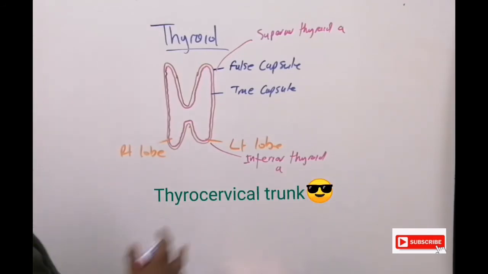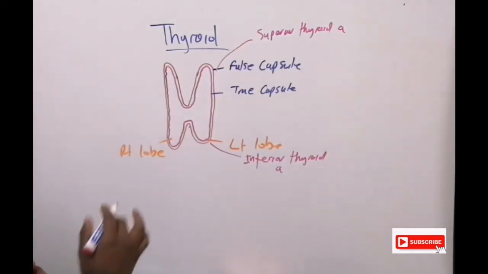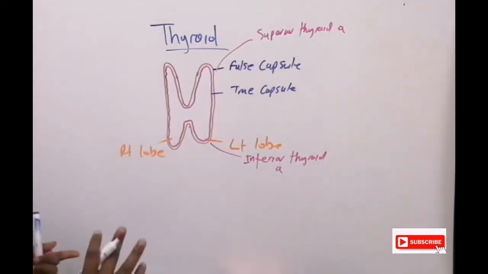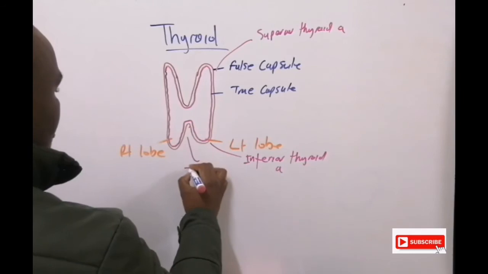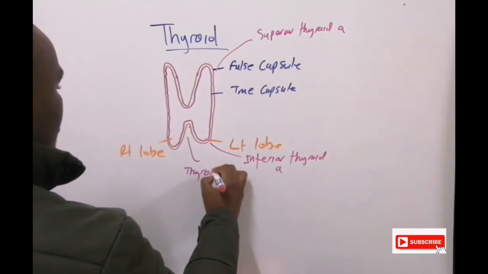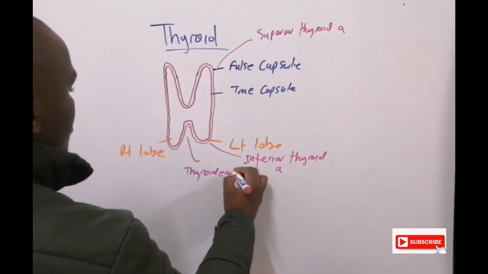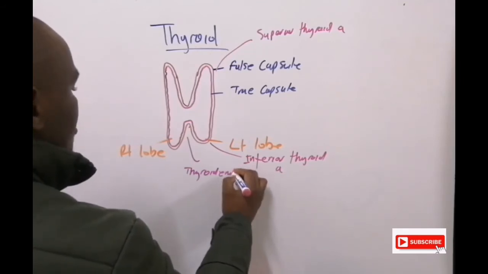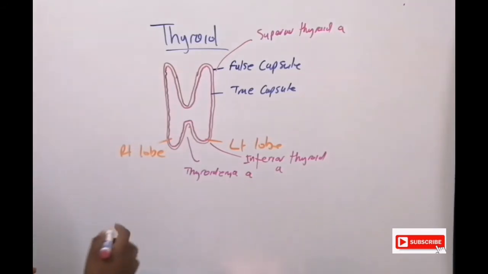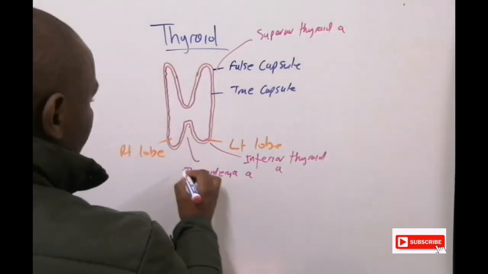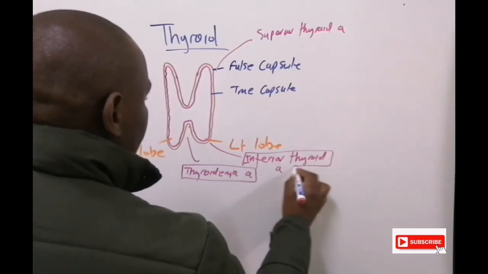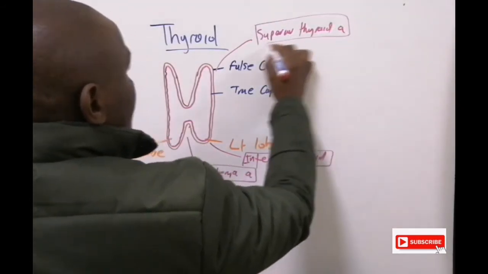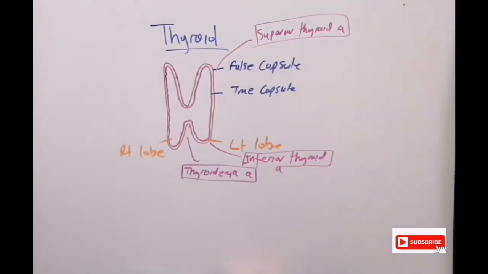These are the standard arteries. Then there's one that some people have and some people don't have. It's called the thyroidea ima artery. It branches from the subclavian artery, right? Very important, very, very important. That's our blood supply there.